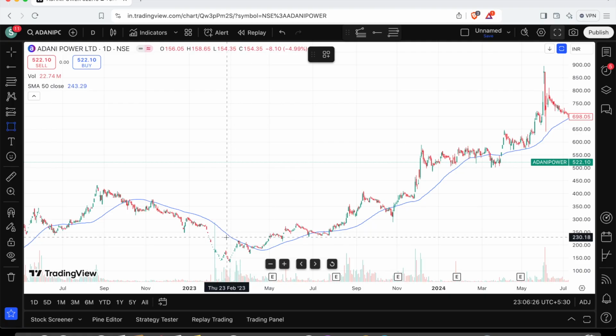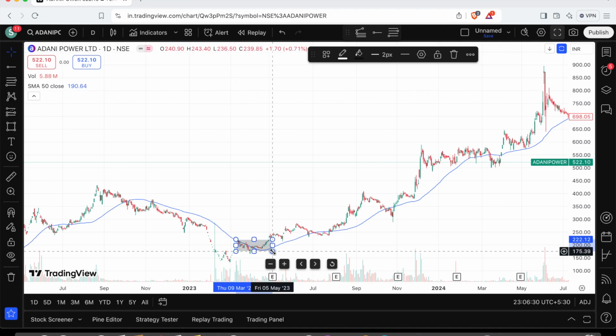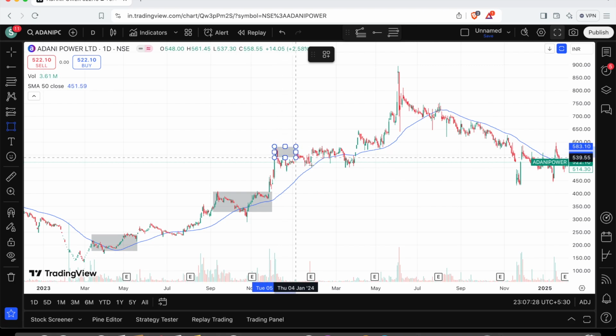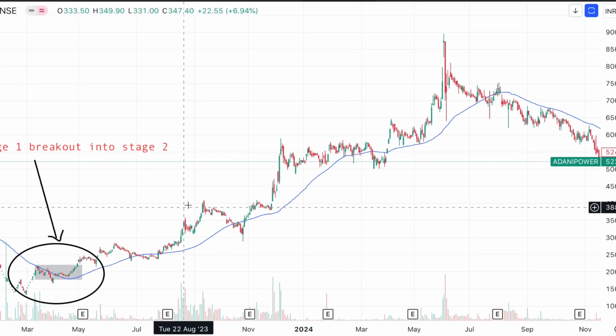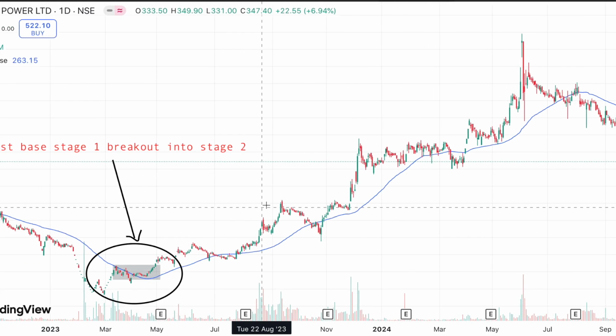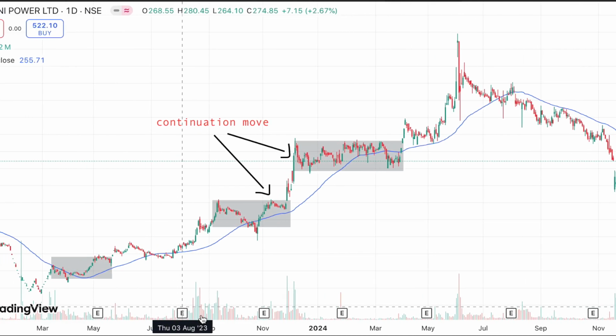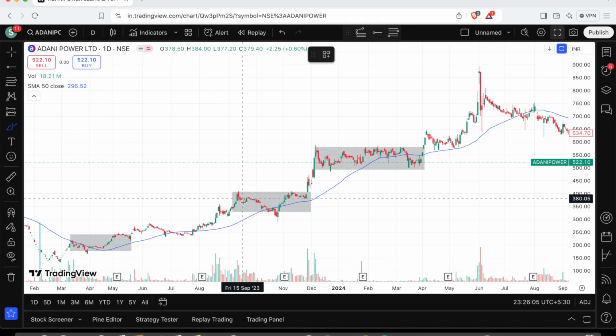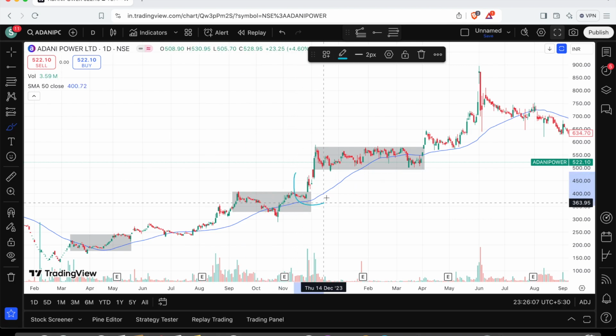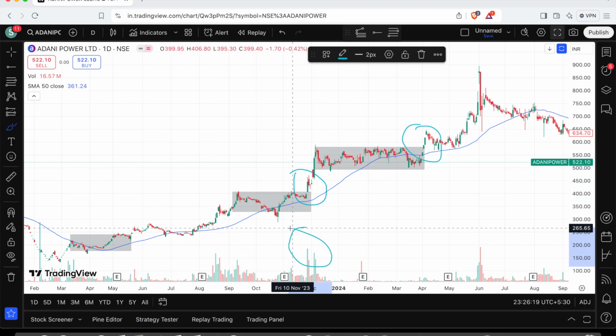When buying a stock, you should look for a gap at the time of breakout into stage 2 or a continuation into stage 2. You must also check the candlestick and the volume. The candle must be a wide range candle and the volume must be high before you consider taking entry based on the gap.